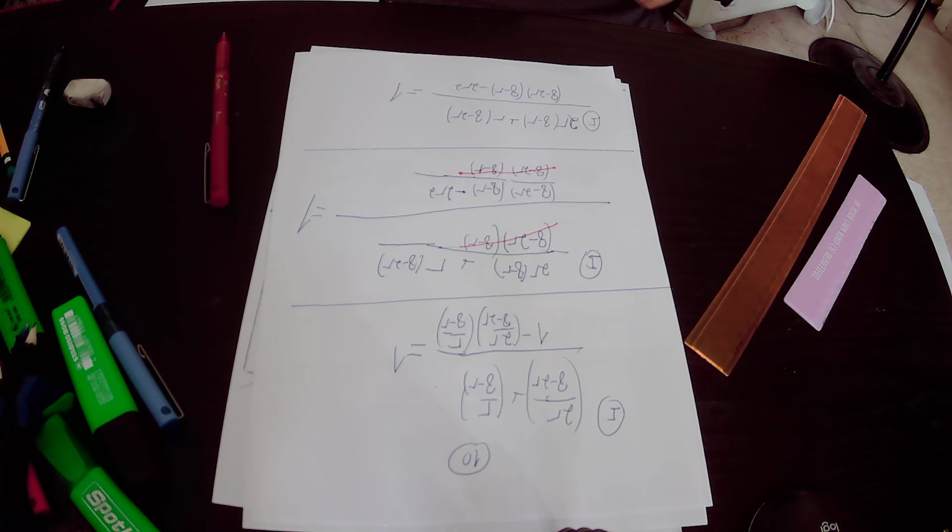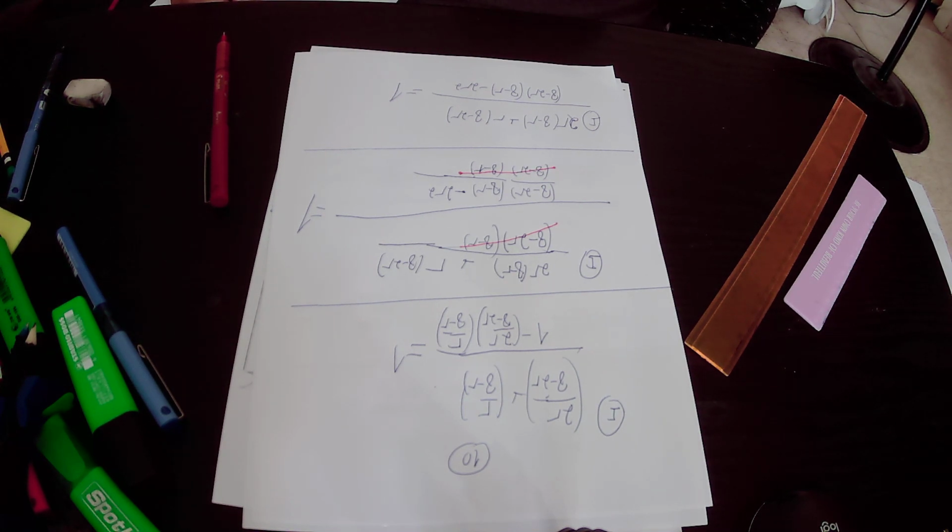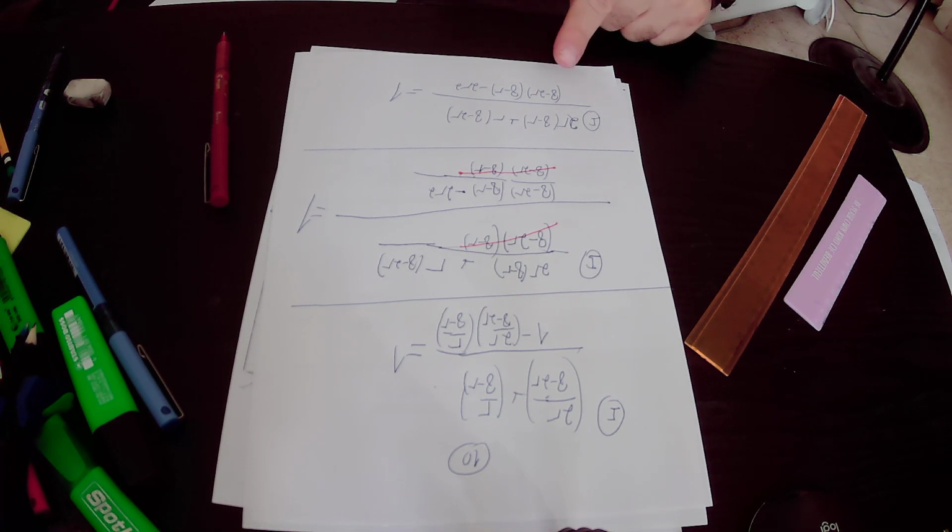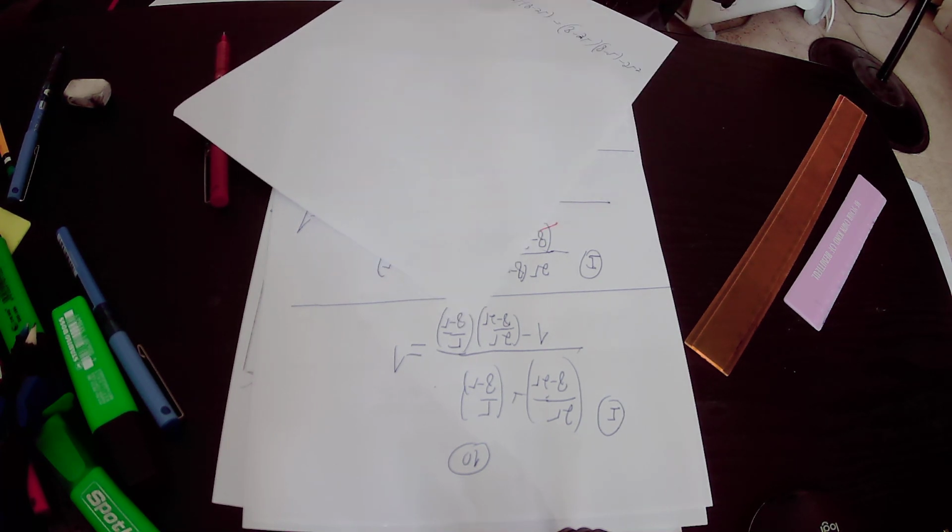Okay, here we will cross multiply this expression and we will get that r times 8 minus r plus r times 8 minus 2r equals to 8 minus 2r times 8 minus r minus 2r squared. So after we cross multiply this expression, we got this expression number 1.